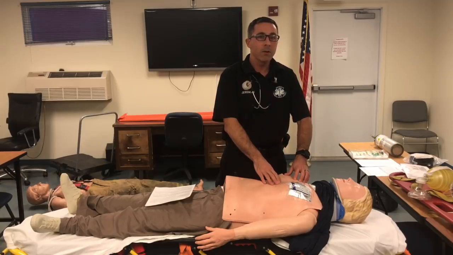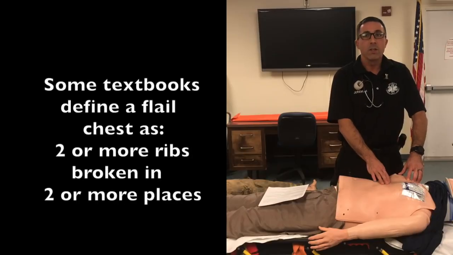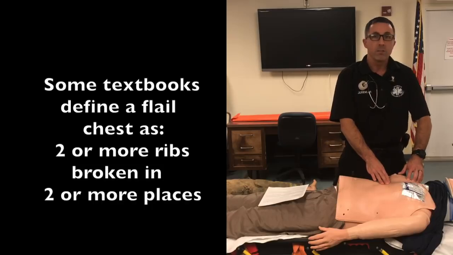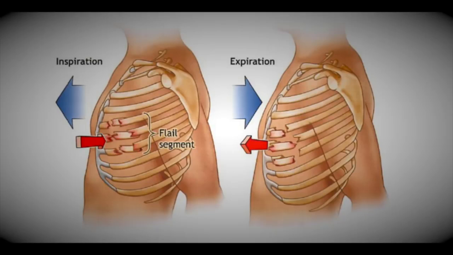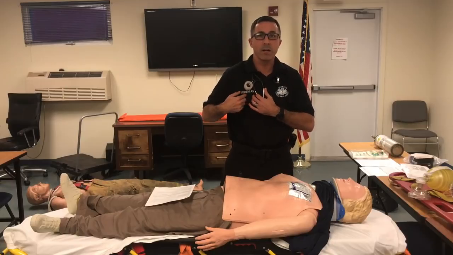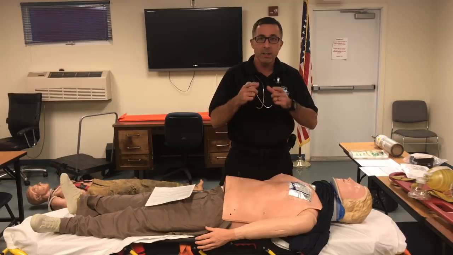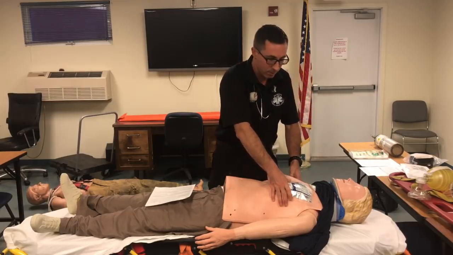And then lastly, you also want to make sure that you check for flail segments. The definition of a flail segment is 3 or more ribs broken in 2 or more places. Okay? 3 or more ribs broken in 2 or more places. So generally what that means is you're going to have sections of 3 ribs that are broken on each side, and what that does is it creates a free-floating section of rib. So you want to check for any flail segments.